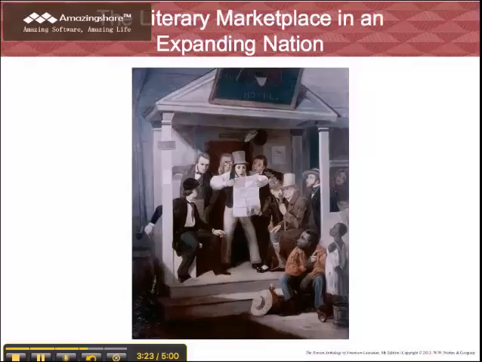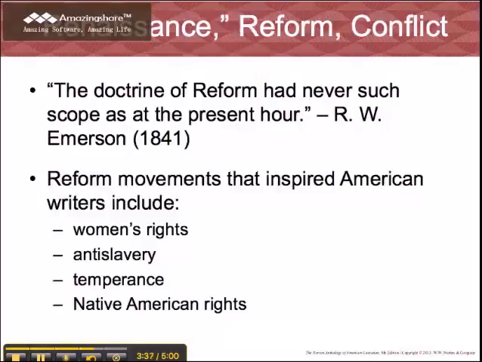illustrates the idea that newspapers could connect Americans from different parts of the country as they read about the same events. Poems and stories published in newspapers had a similar effect as American writers had their works circulated throughout the nation. Emerson declared in Man the Reformer, 1841, that, quote, "the doctrine of reform had never such scope as at the present hour." End quote. Reform movements were an integral part of antebellum culture as Americans of various political stripes sought to make the new nation the best place they believed it could be.